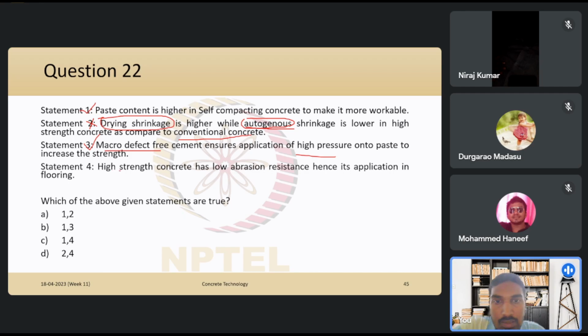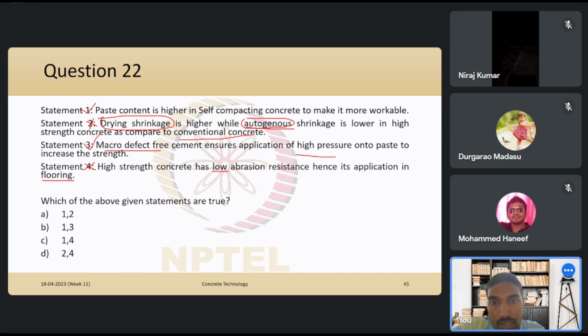Statement 4 is that high strength concrete has low abrasion resistance, hence its application in flooring. So this is incorrect. Actually, it has high abrasion resistance. We looked at one of the applications, DST, and we discussed that it has a higher abrasion resistance, which makes it possible to use it for flooring applications, because we want higher resistance to abrasion.